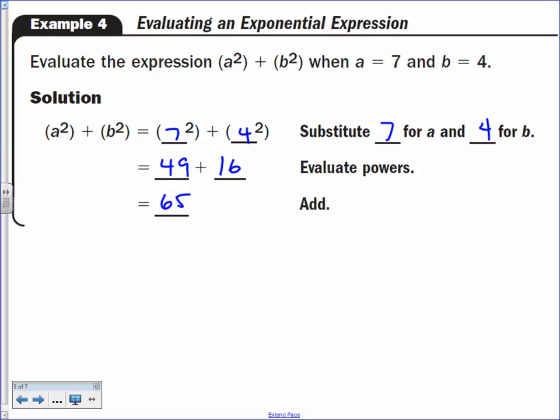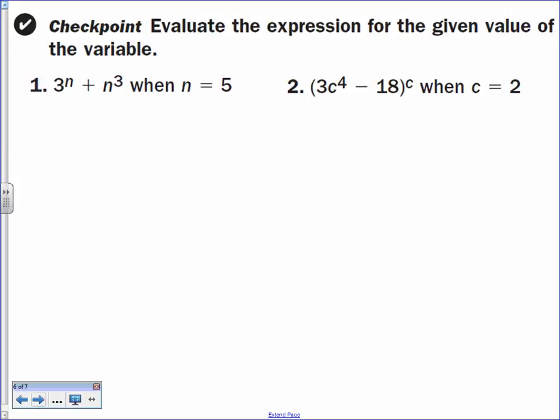Okay, got 2 checkpoint problems. You guys work those real quick. We'll give you a little bit of time to work them on your own, and we'll check them.